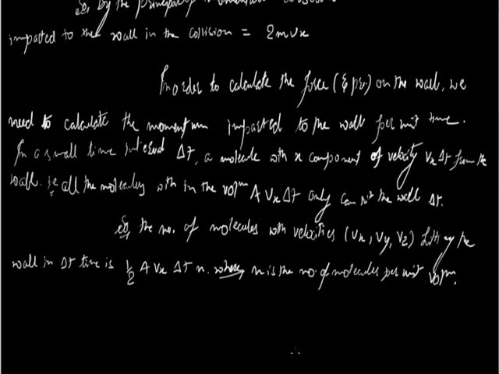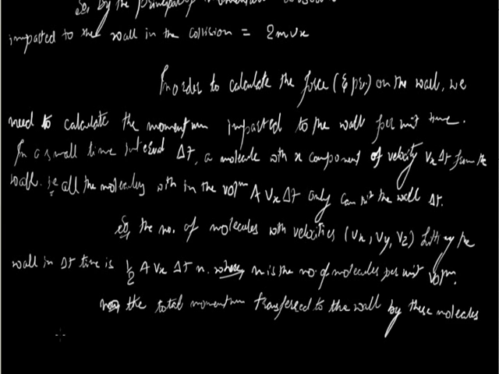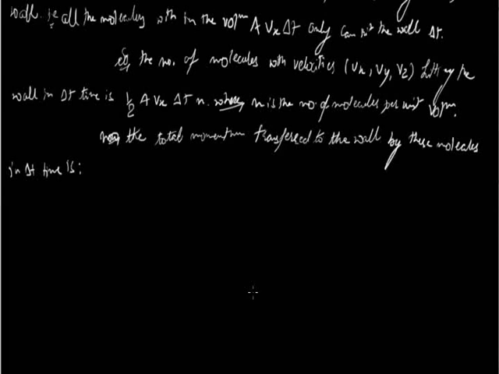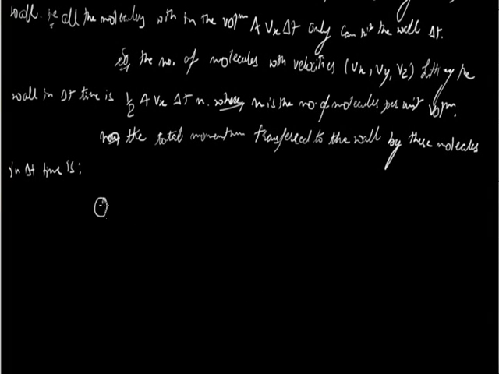Now the total momentum transferred to the wall by these molecules in del t time is Q equals 2mvx times half of n A vx del t. This will be equation 1.